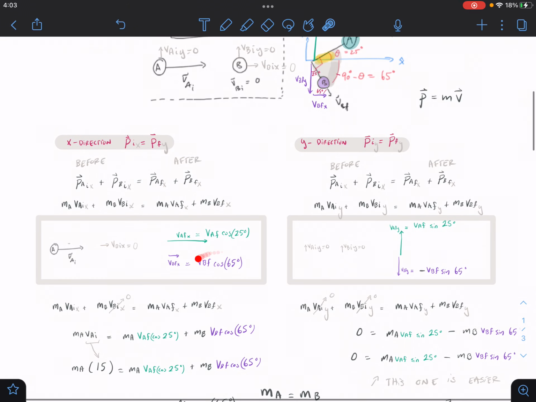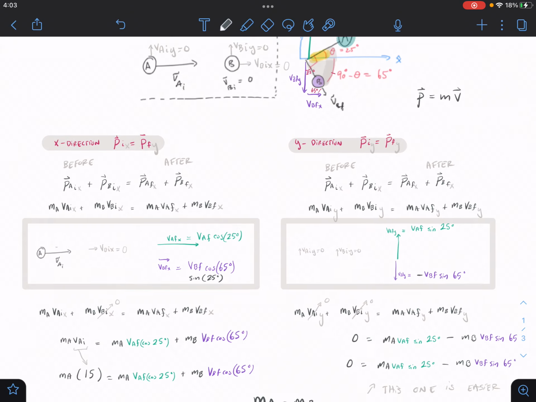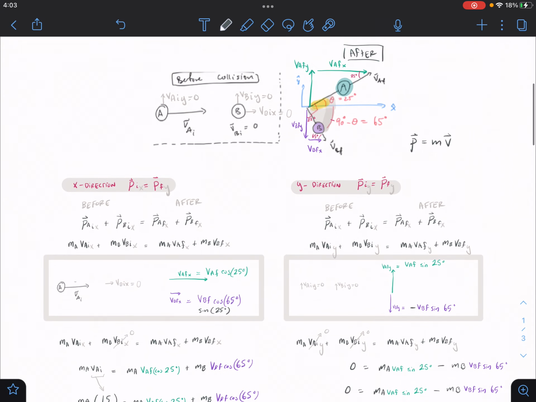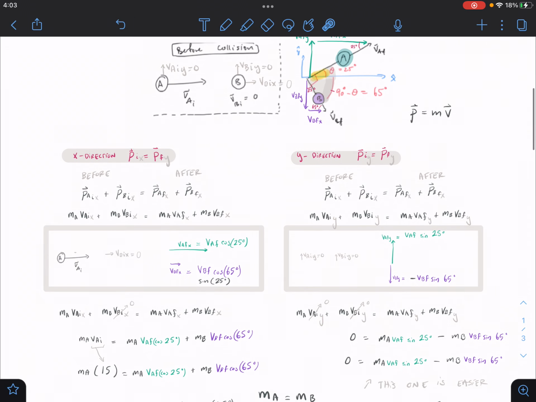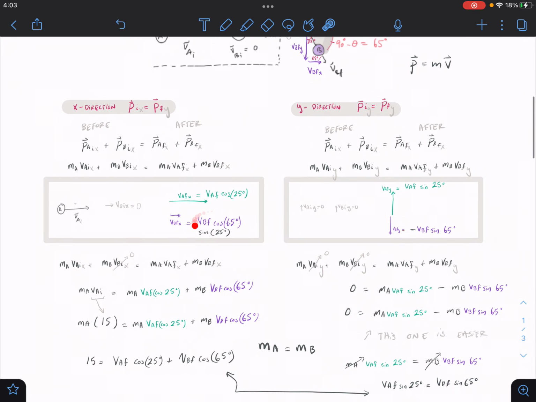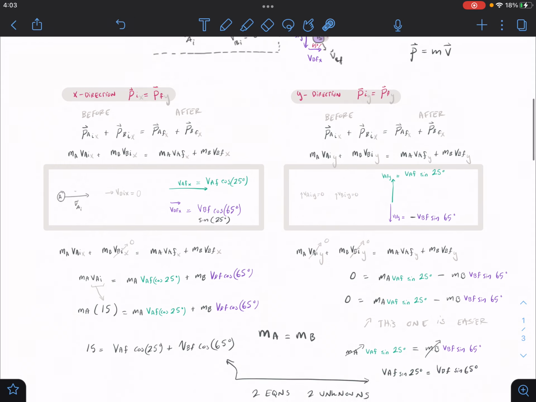Okay, so then I break these up. Also notice you can say cosine of 65 is equal to sine of 25 degrees. I'll let you look at the triangle and think about why, right? Then I find what these are using the angle I have to break up the components.